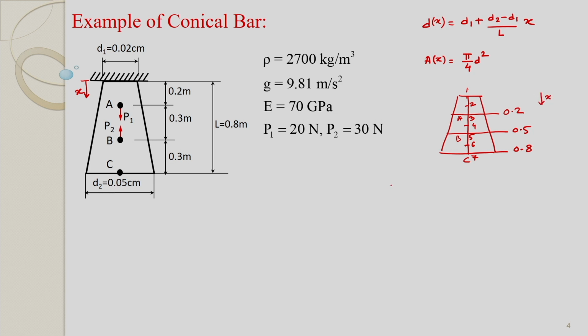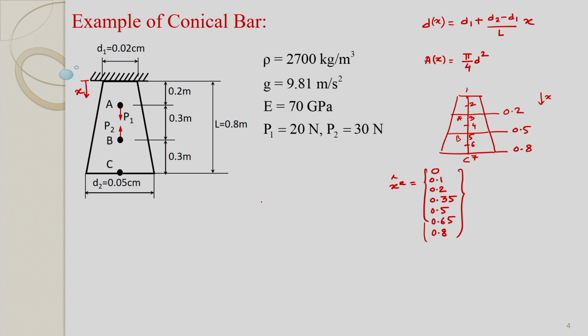So our nodal x vector is 0, 0.1, 0.2, 0.35, 0.5, 0.65 and 0.8. So these are our nodal coordinates.